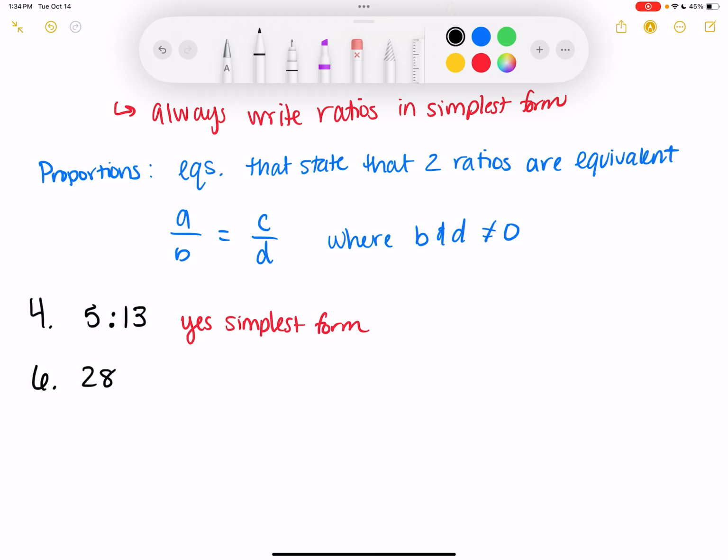How about number 6? 28 to 32. Is that simplest form? There's nothing I could take out of both pieces to make it smaller. Now, what about 28 to 32? Is there anything I can take out of that to make it smaller? Okay, take out a 4. Then that would give me 7 to 8. Is that as simple as it can be? Yep. So it would have been no, and this is how it would be rewritten.